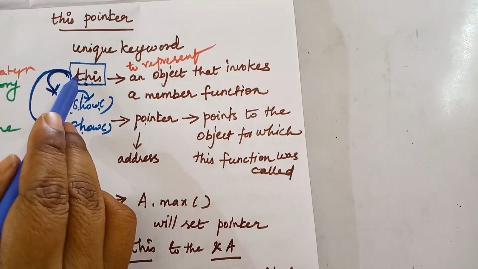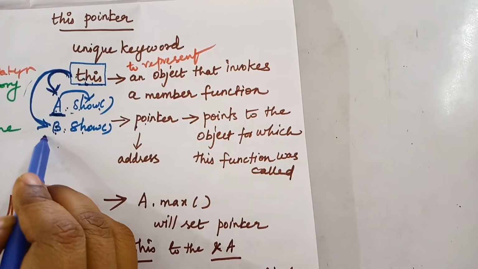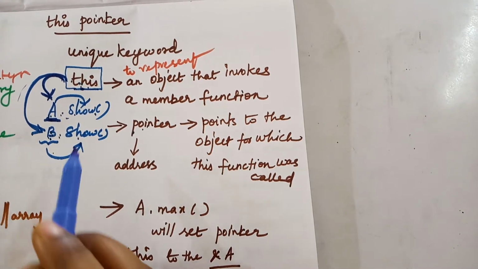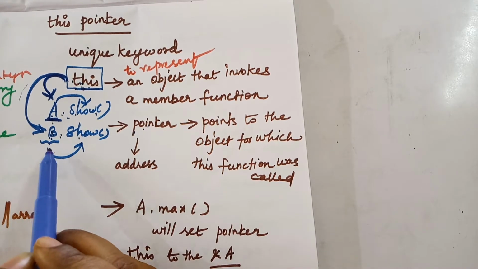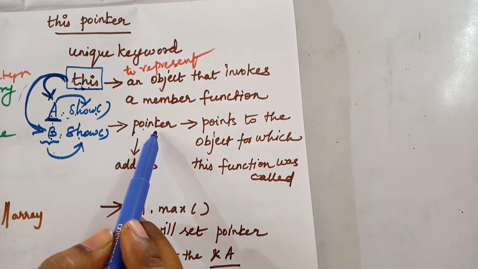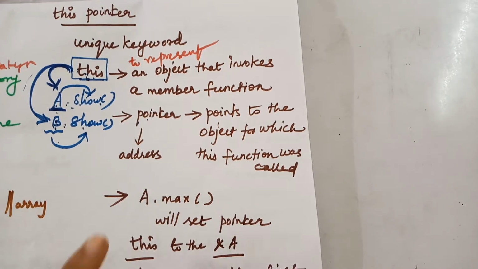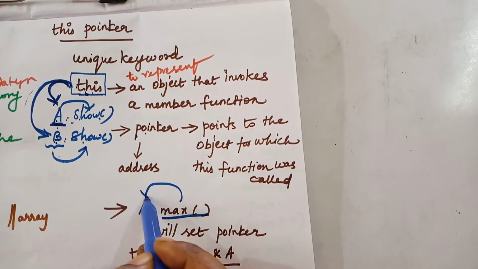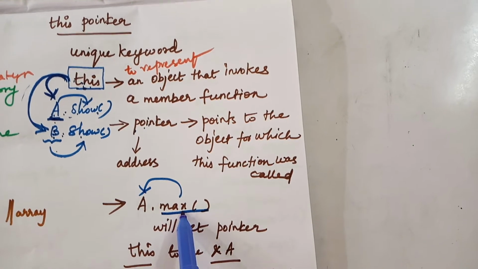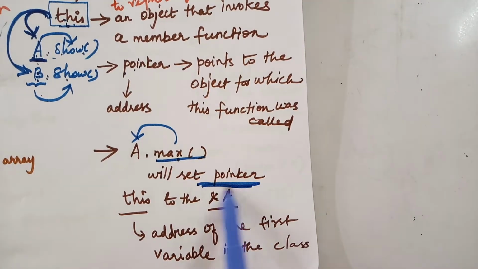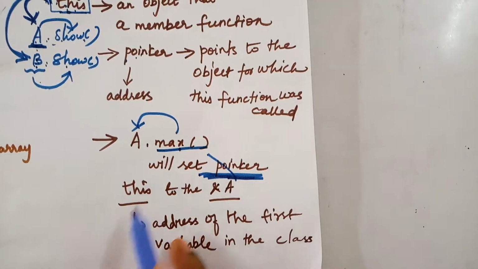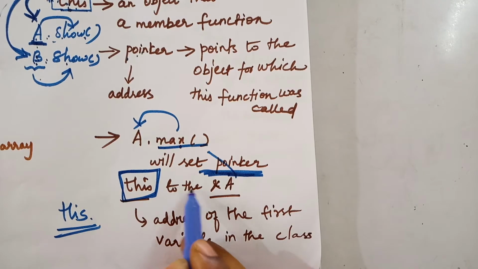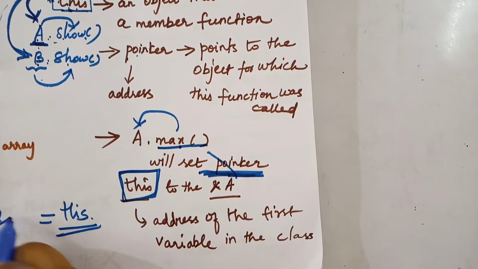I repeat, this represents the address of the object for which the function is called. Automatically it changes its address continuously, so it is called a pointer. So a.max(), that is, you are calling a member function for the object a. Automatically the compiler will set the this pointer to the address of a. So this consists of the address of a.